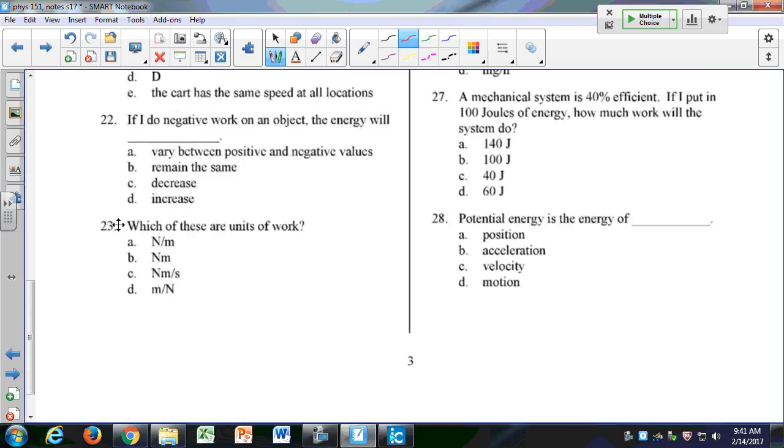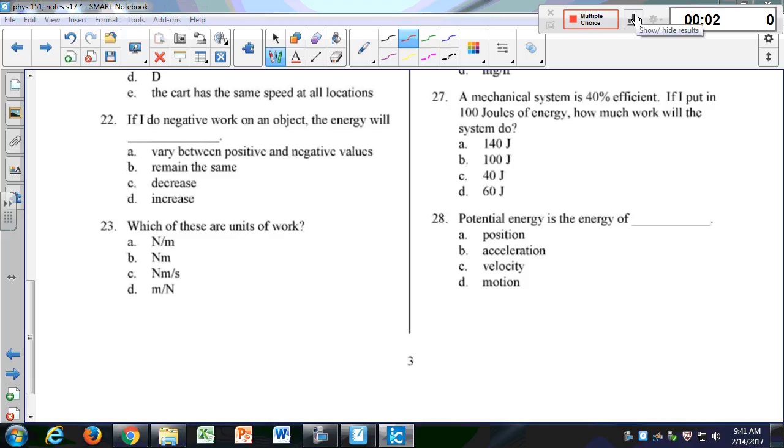Let's try number 22 here. Number 22. If I do negative work on an object, what happens to the energy? Does it oscillate, remain the same, decrease, or increase? If I do negative work on an object. If you do 22, we're going to do 27 next. So 22 and then 27, but right now 22.